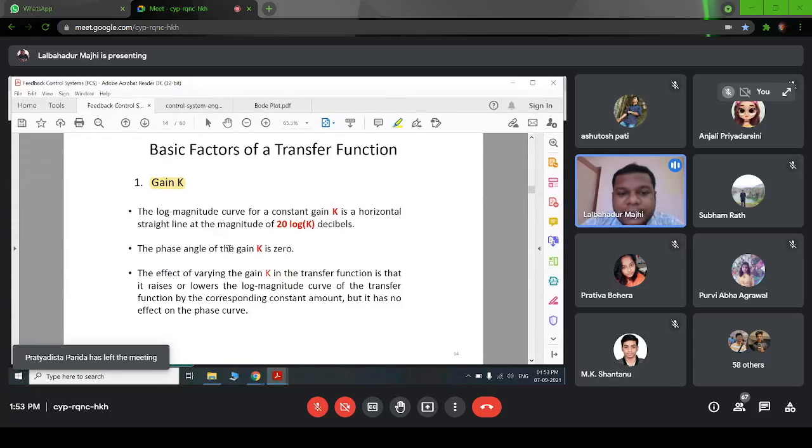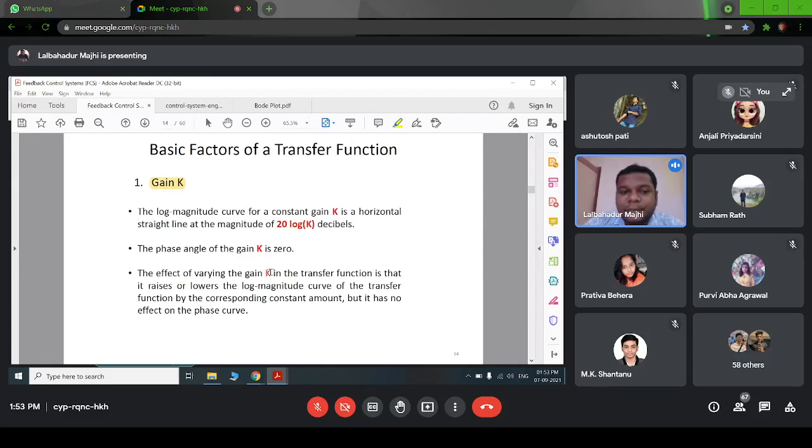Similarly, the phase angle of the gain K is 0, right? Because it is tan inverse of the imaginary by the real part. So imaginary is 0 by K, so the phase angle will be 0. The effect of varying the gain K in the transfer function is that it raises or lowers the log magnitude of the transfer function, right?